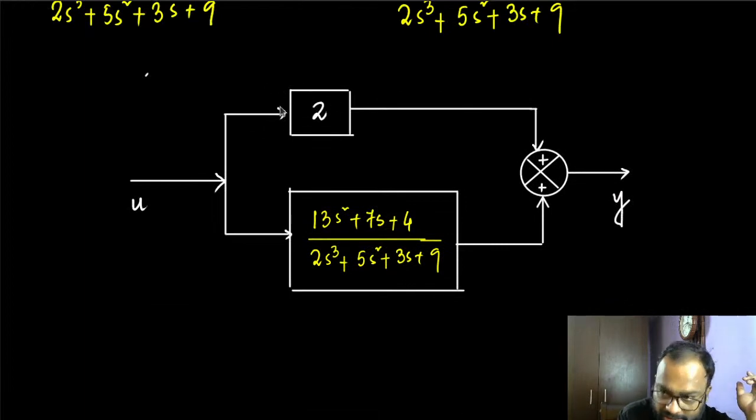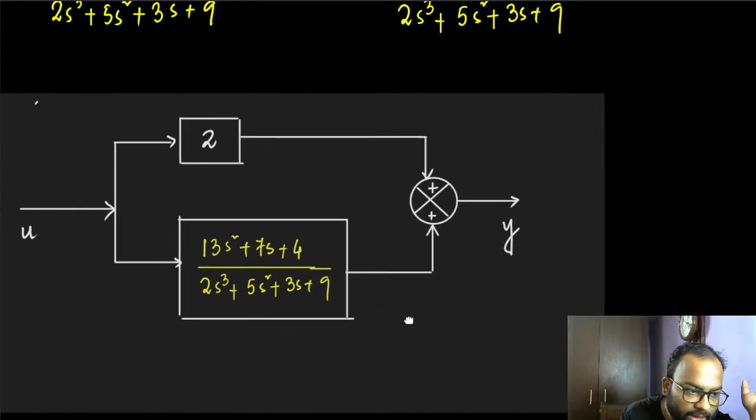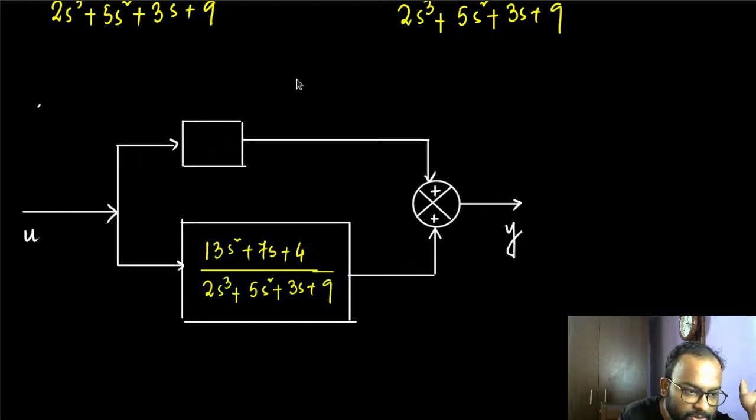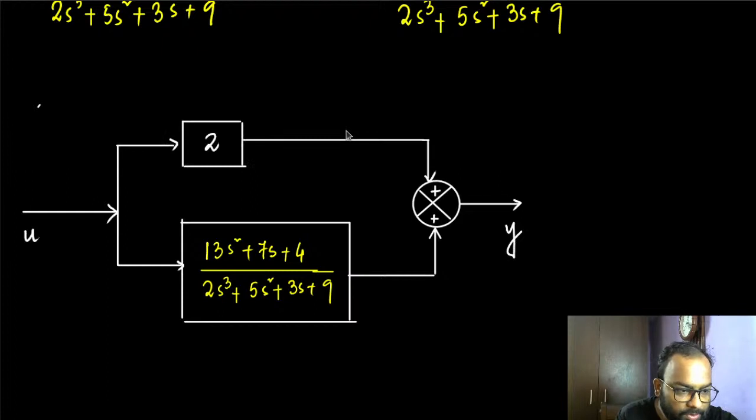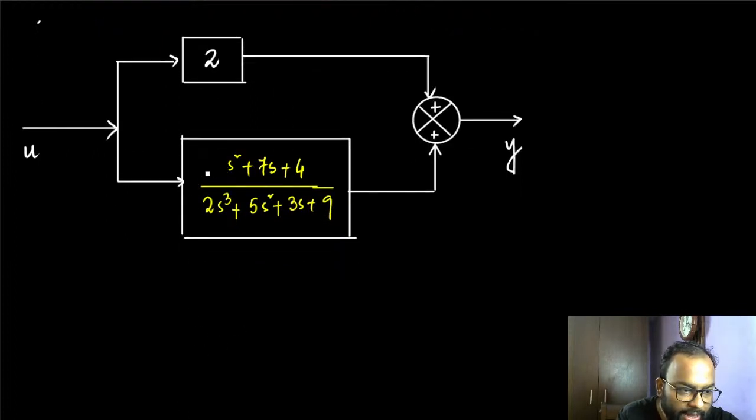Forget that it even exists. Imagine it does not even exist. Gone. So keep that in mind. And so if this is just 1, then the output is just going to be x1, as usual. But here I don't have just 1. So I have 4 plus 7s plus 13s squared.